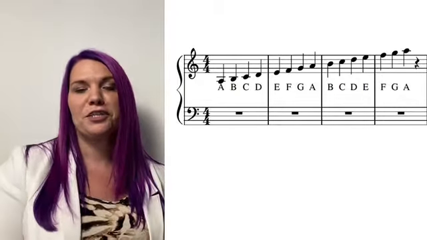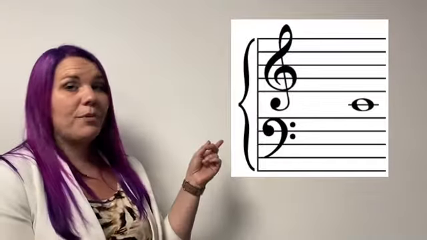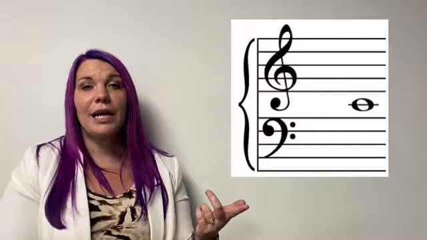You may have heard that terminology before. Middle C gets its name from the fact that it is the C right in the middle of a piano. That's why it's middle C. But it also becomes the crossover point from your treble clef to your bass clef, because on both the treble clef and the bass clef, the middle C is written with an extra line.